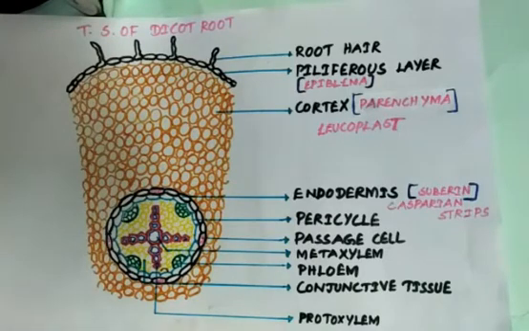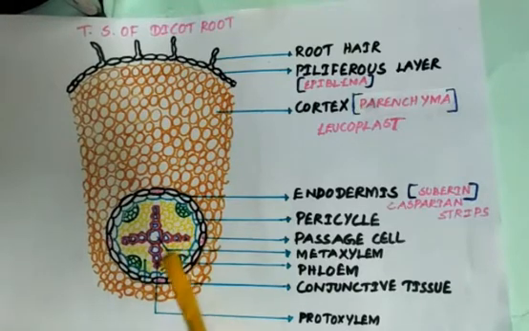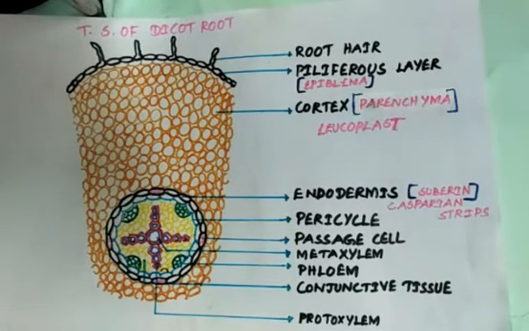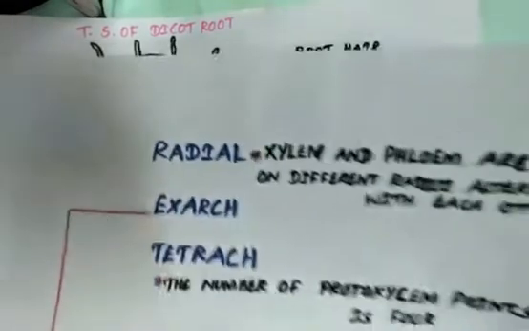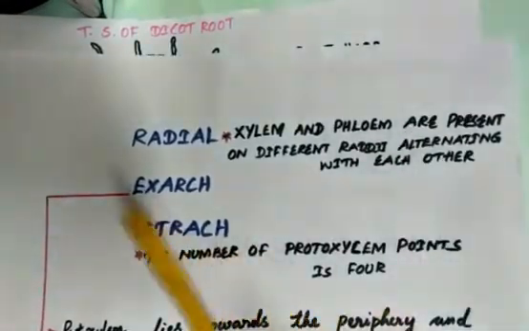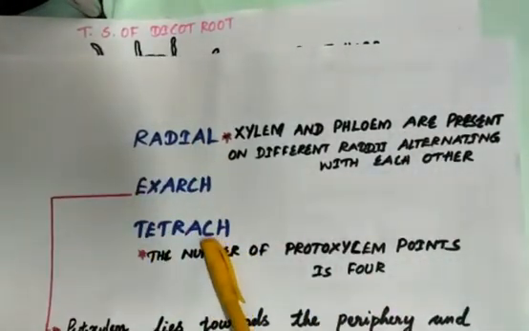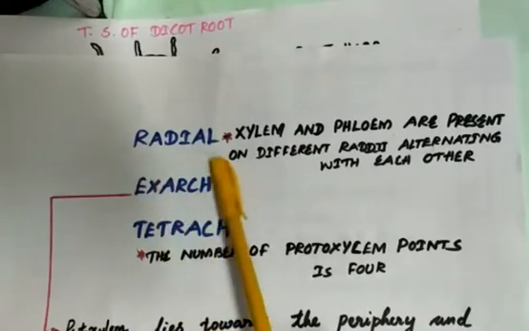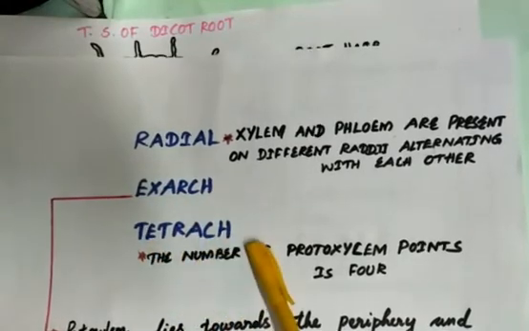Just the opposite, we can say endarch. Next term, tetrarch. Tetrarch means how many protoxylem points are here? 1, 2, 3, 4. 4 protoxylem points are here, so it is known as tetrarch. The number of protoxylem points is 4. You should remember the 3 terms: radial, exarch and tetrarch.